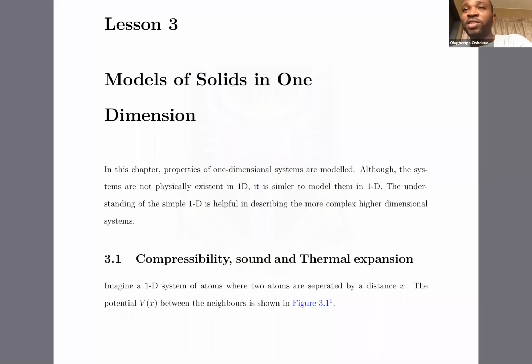When we are saying solids in one dimension, we are thinking about a world of one dimension. When we are talking about one dimension, we are talking about just a straight line. Our world in the physical space can be said to be 3D. When you are working on a surface, you can say that is two-dimensional. But when we are talking about one-dimensional, that means one dimension, we are talking about a single line.